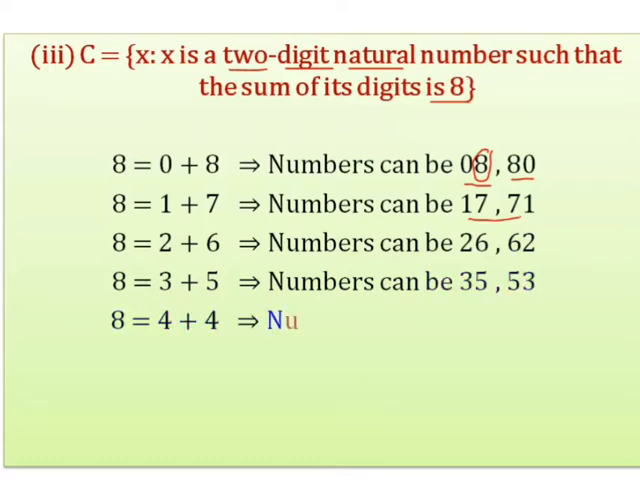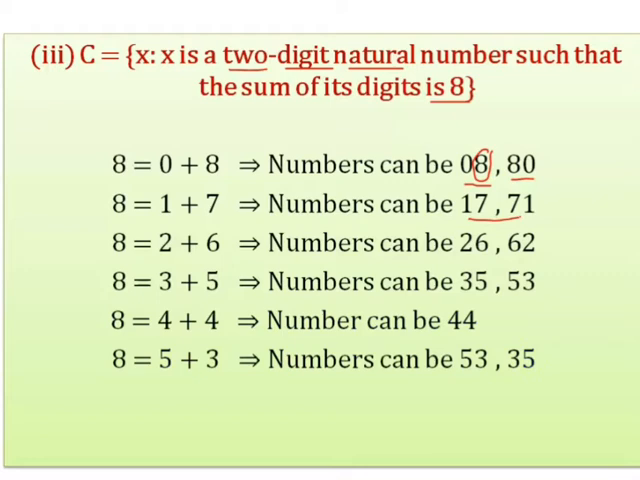8 can also be written as 4 plus 4. So the number is 44. Again 8 can be written as 5 plus 3. So the numbers formed are 53 and 35. Here we have already got 35 and 53. These numbers are repeated, so we are not considering them. Again if we check, the next is 6 plus 2, and we already have it here. So we are not going to repeat, we are going to stop here.